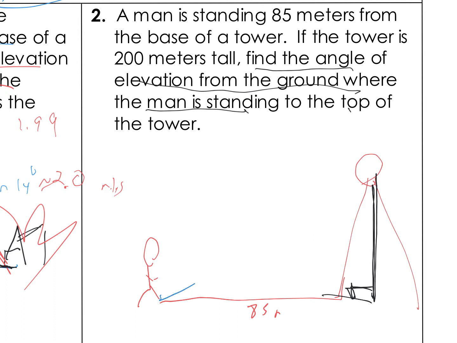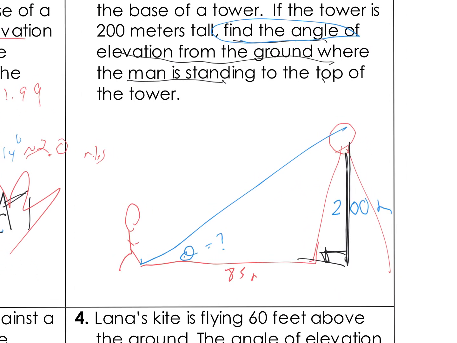Find the angle of elevation from the ground where the man is standing to the top of the tower. That means that line is the hypotenuse of this triangle. Here's my theta, and what is theta? Do I know what theta is? No, it said find the angle of elevation. This is unknown. Oh, I forgot to label my height. I better put the height of that tower. That was 200 meters, or else I'd have been in trouble. So I've got a theta.